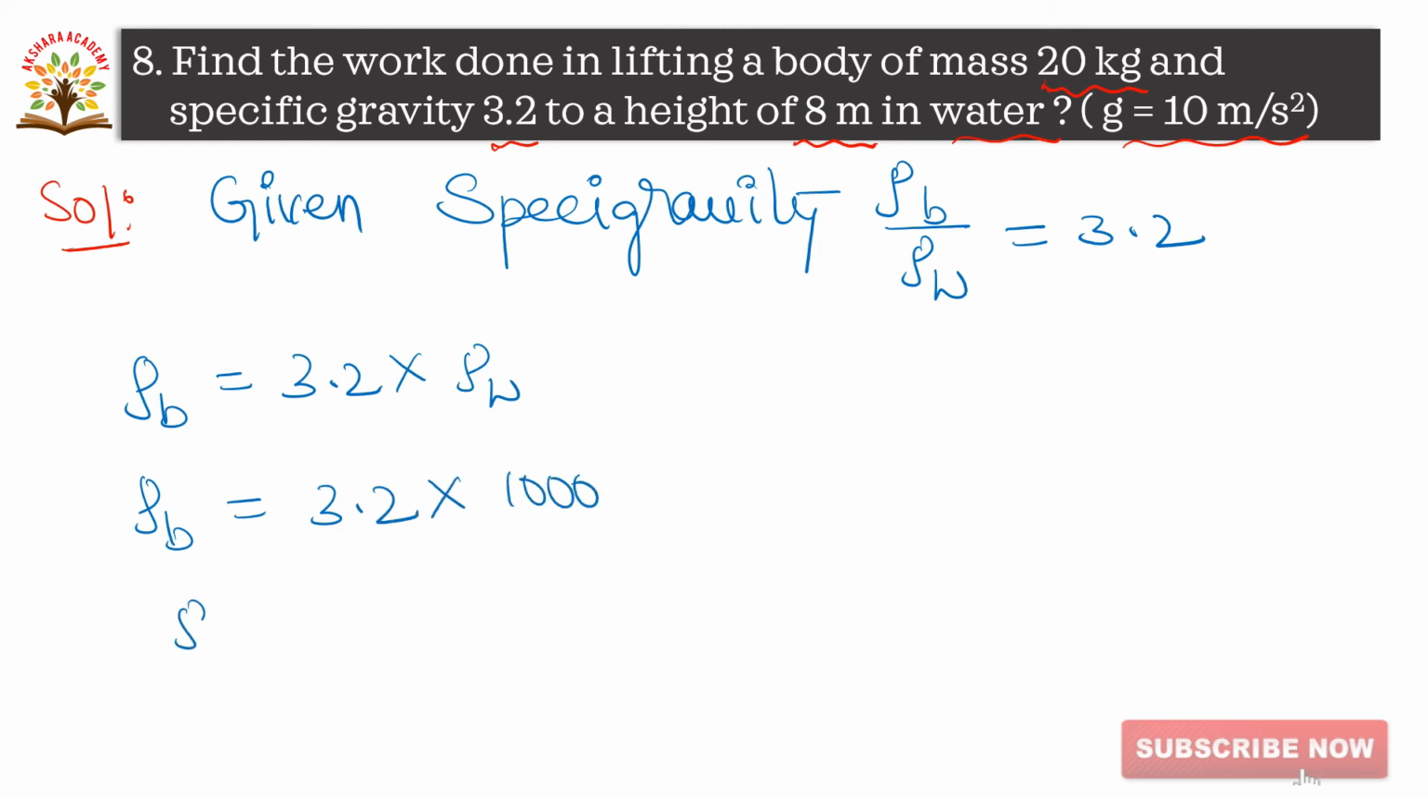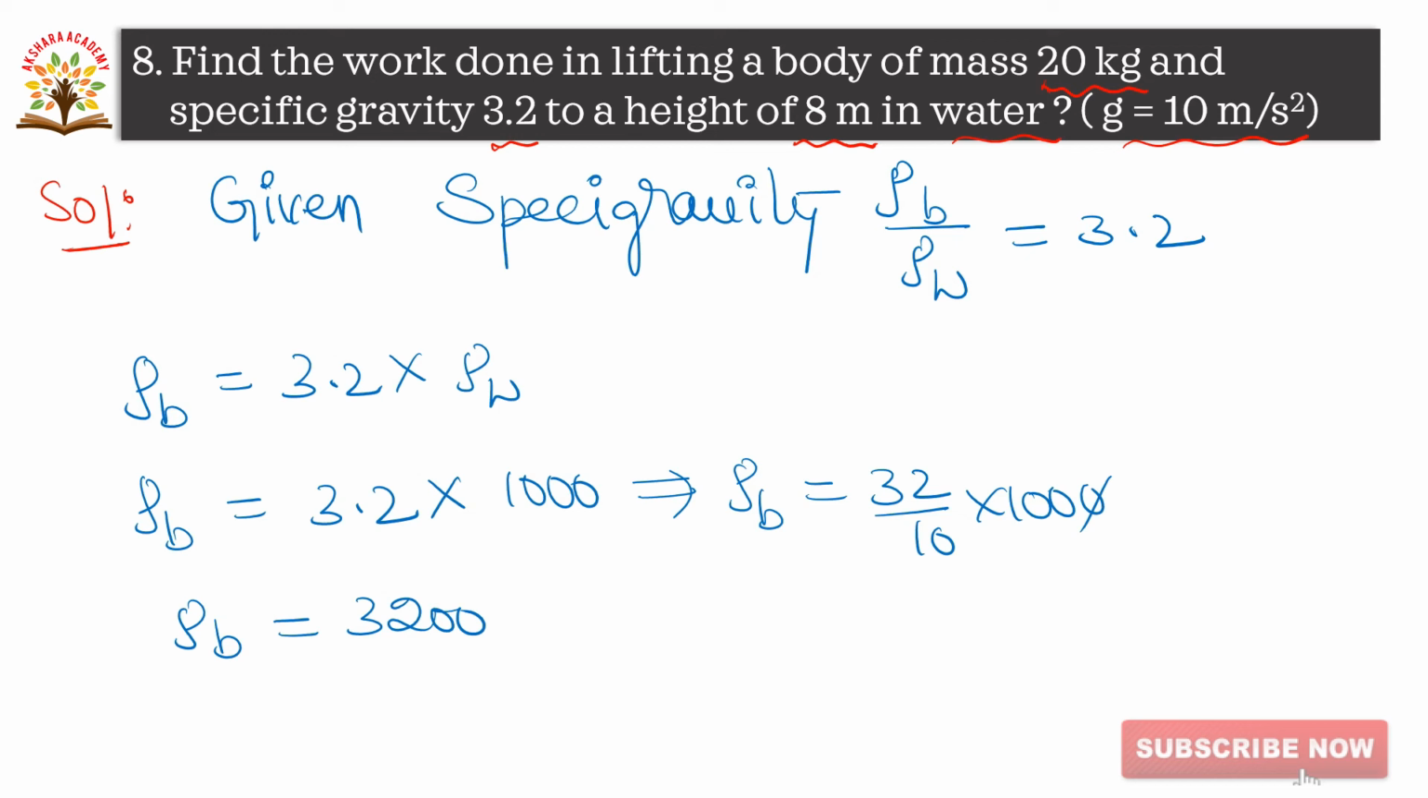So that is equal to 3200. In decimal notation, 32 by 10, the zeros cancel, or else here we will write rho B is equal to 32 by 10 into 1000. The zeros cancel, 3200.